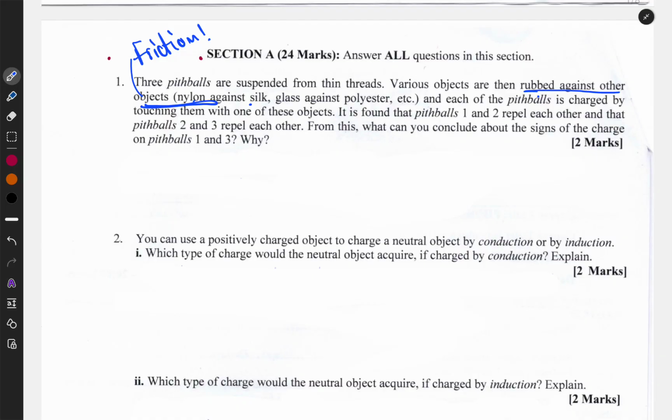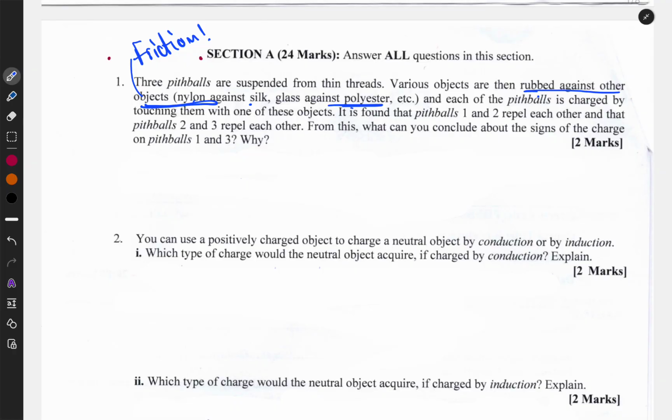So if you rub them together, you're going to have electrons come out of the nylon rod and go to the silk cloth. So the silk will become negatively charged, then the nylon will remain positive because it would have lost electrons. And you can see that the nylon rod and the silk cloth have different charges at the end of the day. Now here they said glass against polyester, and so on. So we rub objects against each other. Now we have nylon, which is positively charged, silk, which is negative, whatever.